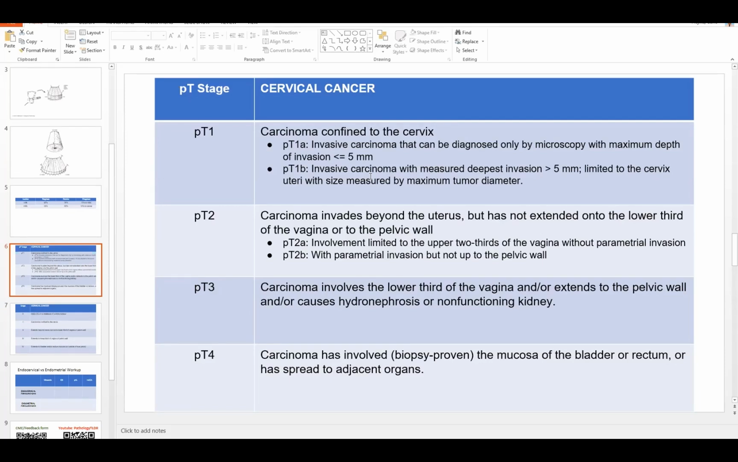So if you do see something in terms of any lesion, really, not just the cervical cancer, always measure. And in this case, to the nearest 0.1 of a millimeter, just so you can be a bit more sure.